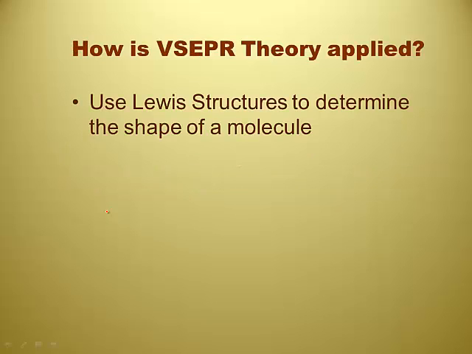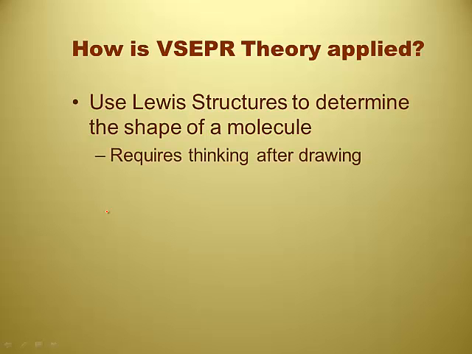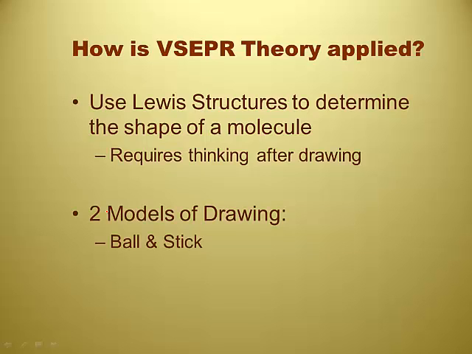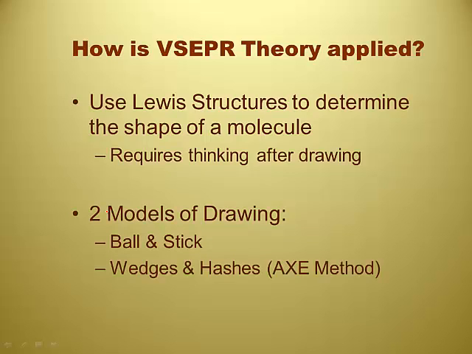So how is VSEPR theory applied? We use the Lewis structures to determine the shape of the molecule, along with the VSEPR theory. So you can't predict the geometric shape of the molecule unless you know the right Lewis structure. You got to do the Lewis structure first, which is why we've been doing Lewis structures for a couple days. There are 2 models of the drawing. One kind is called the ball and stick model, and the other kind I call the wedges and the hashes. I think the official name is the AXE method.